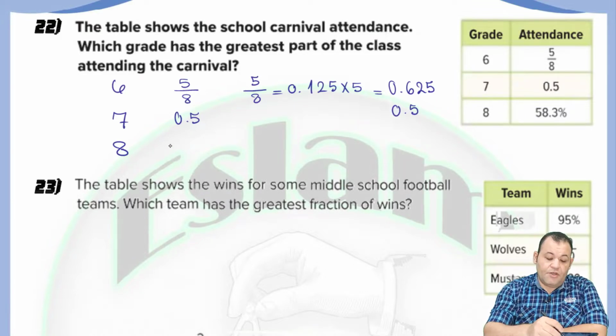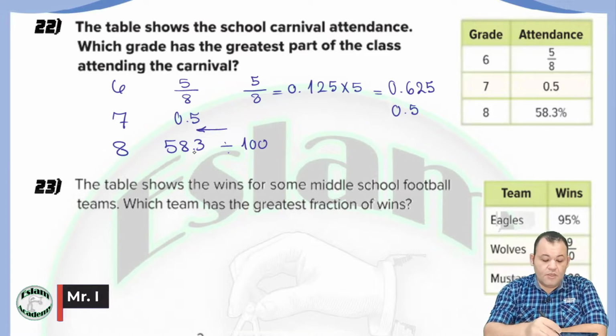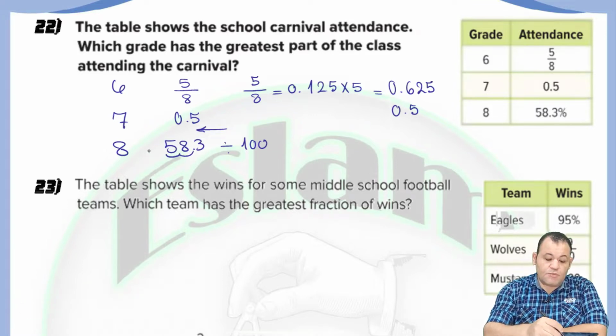Now we have here 58.3%. If you need to write it as a decimal, just remove the percent sign and divide it by 100. Because we divide by 100, just move the decimal point 2 places to the left. So it will be 1, 2. So just put the decimal point here before 5. So it will equal 0.583.